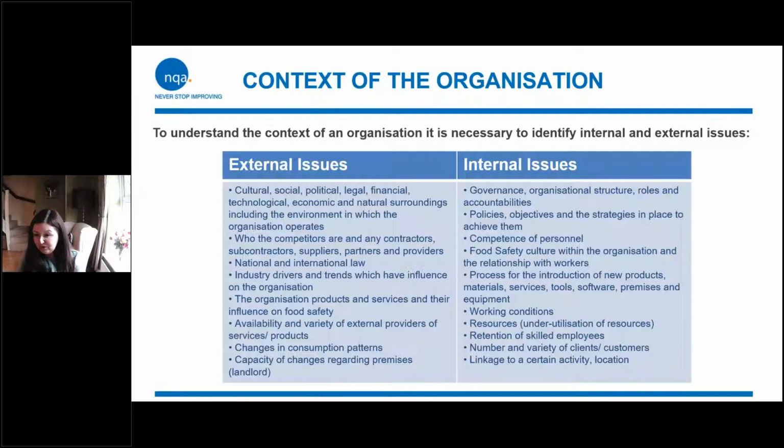I'll just pick out a few. So external issues will include cultural, political, environmental issues, competitors, other companies that may be seen as your competitors, they can be an issue. Laws, at the moment, COVID restrictions could be an external issue that we're all facing. Internal issues could be the competency of your staff, working conditions, your resources, your machinery, equipment, your work environment, those sort of things.